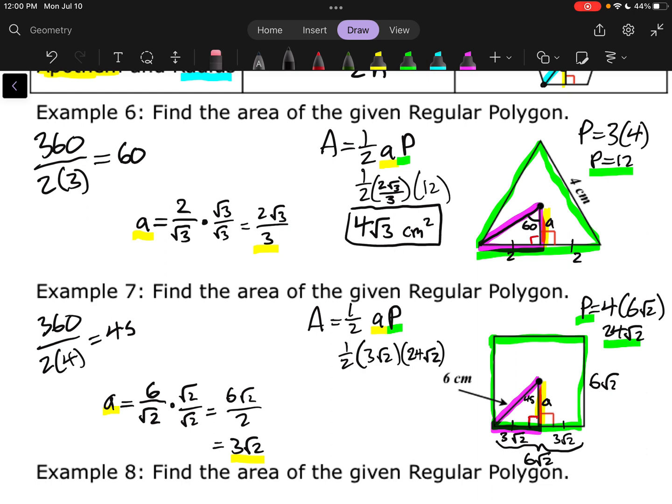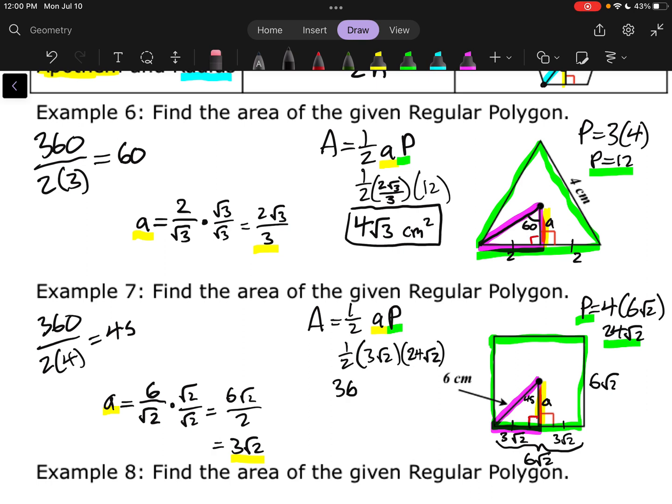So where were we? We know what the perimeter is. We know what the apothem is. Time to multiply some stuff together. So I'm going to leave the root 2's out of it right now. I'm just going to do 1/2 times 3 times 24, which gives me 36. Sorry, let me get rid of that 1/2.